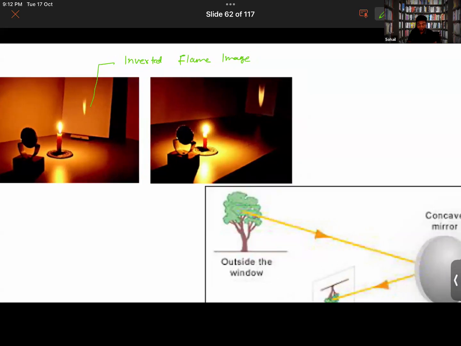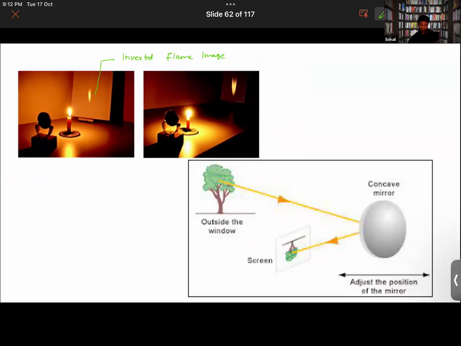Or then, if you were to try obtaining the image of this plant or of this tree outside the window using a concave mirror. So the setup is such that you have placed a concave mirror at the window, and the reflected light rays coming from the tree will be allowed to fall on a screen. So on the screen you will be getting an image, but that will be an inverted image.